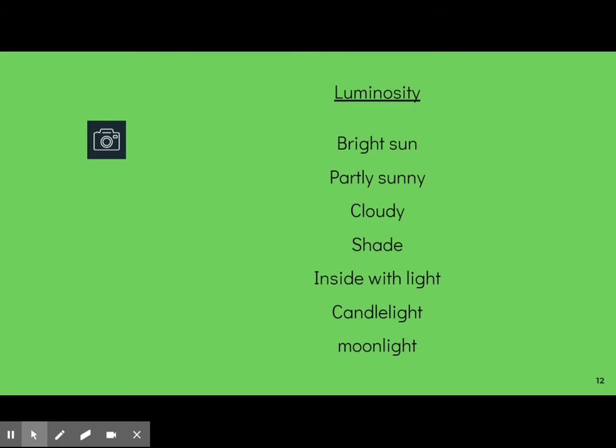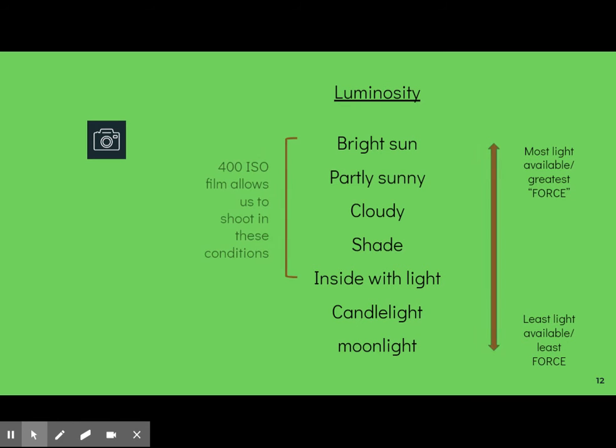Luminosity cannot change much, but like I said, we can choose a time or location or redirect a pose or even a spotlight. We react to it and how and when and what we choose to photograph. When we look at luminosity in our chart, it still follows most of the available light at the top, least available at the bottom. Under normal circumstances, we get good exposures in our cameras at the 400 speed ISO film with this range of bright sun to inside light.